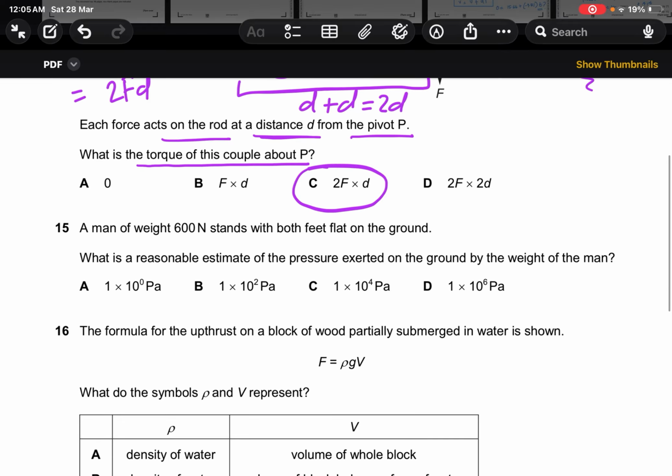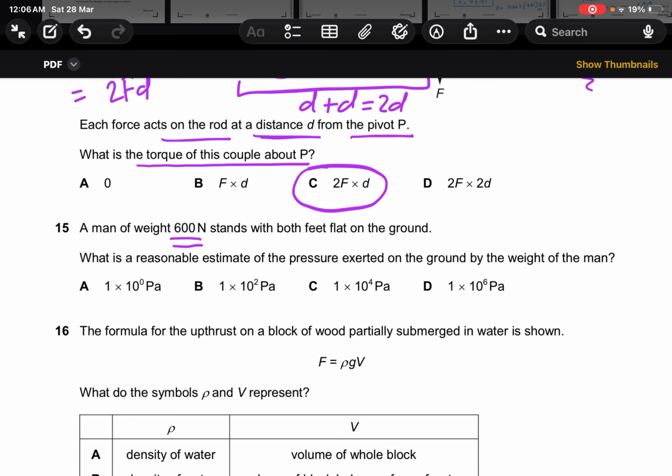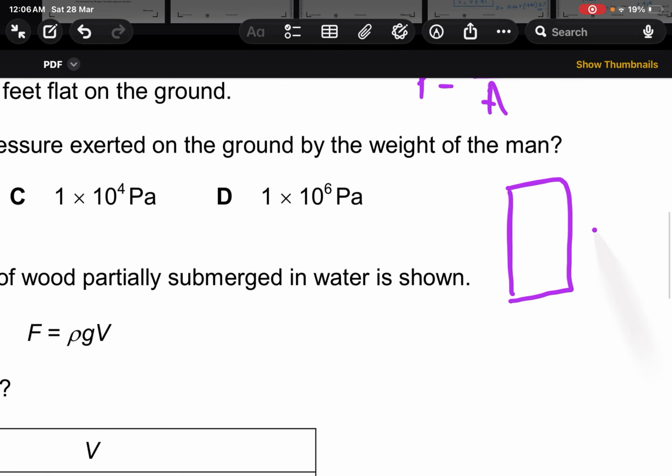Got it? A man of weight 600 newtons stands with both feet flat on the ground. What is the reasonable estimate of the pressure exerted on the ground by the weight of the man? So pressure equals force upon area. Firstly, I don't know the area of the feet of the man. So what I'm going to do is draw a foot like this, and if we just think about it, I guess the length should be about half that of a ruler, so it's 15 centimeter, and the width is about 5 centimeter. I'm just estimating.